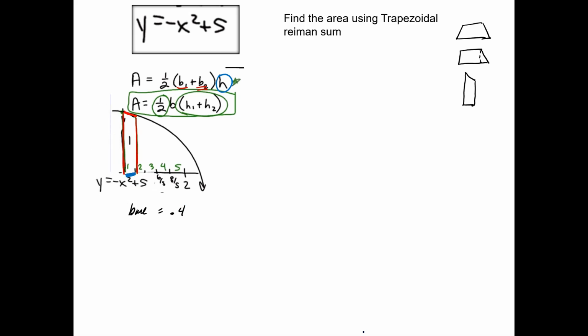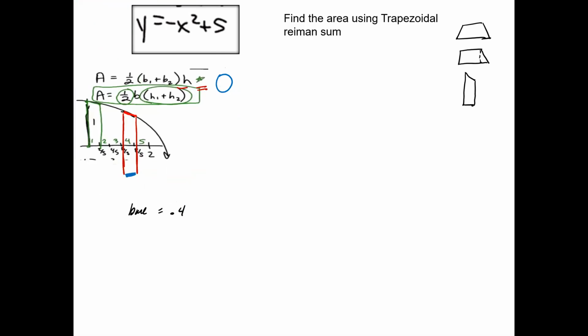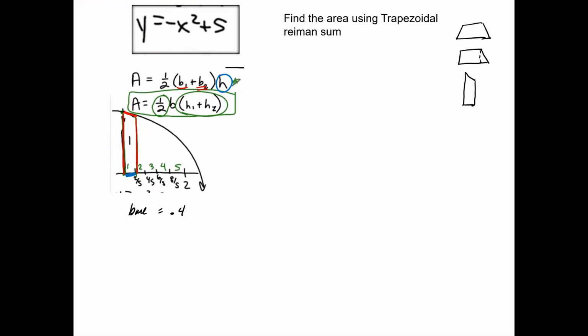Okay. Now, if you don't feel comfortable with the base and the height switched over, you can re-switch them back. You can say that the height is actually the base, which is 0.4, and then just think of it as height 1 and height 2. It's the same thing, same formula, just changing the terminology a little bit, okay? All right, so then for your first one, your height 1 is going to be f of 0, and your height 2 is going to be f of 2 over 5, which is 0.4.